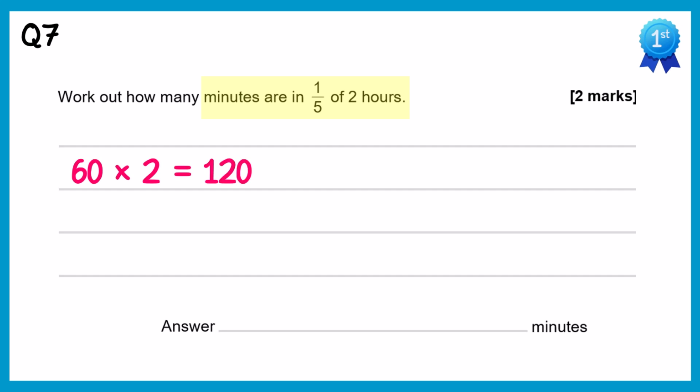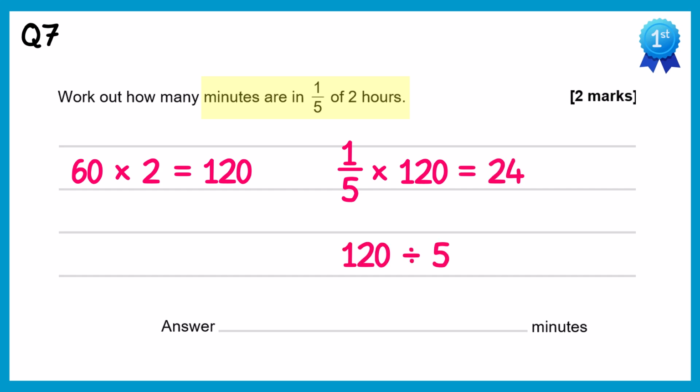Then we need to do 1/5 of this. Now you could do this by doing 1/5 multiplied by 120 minutes, which gives you 24. Or you could do 120 minutes divided by 5, which will also give you 24. So the answer to this question is 24 minutes.